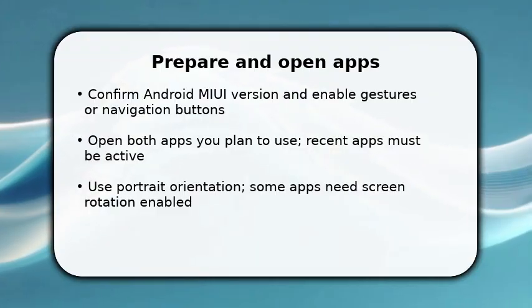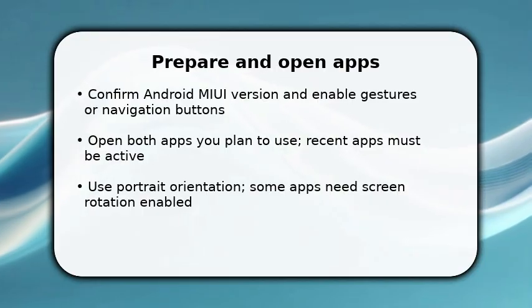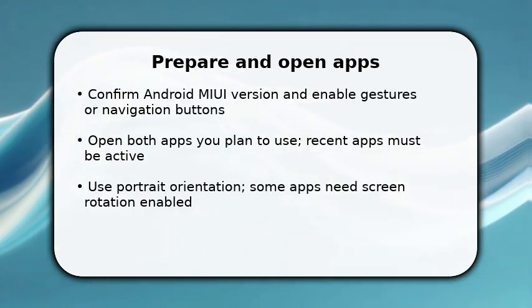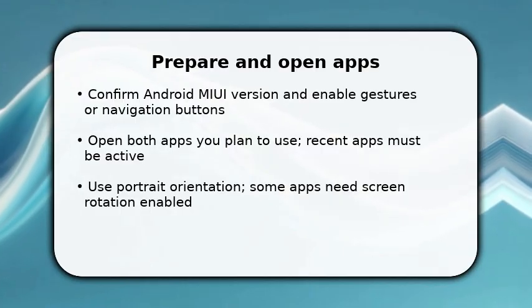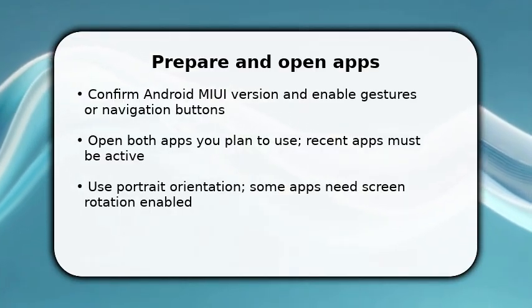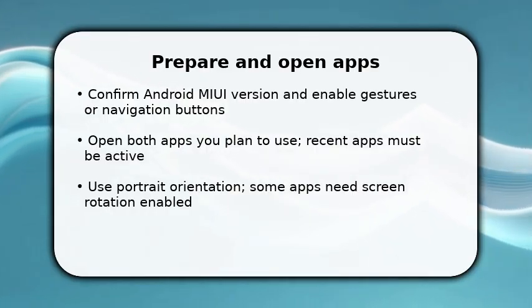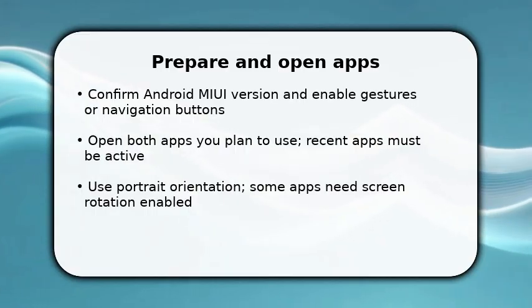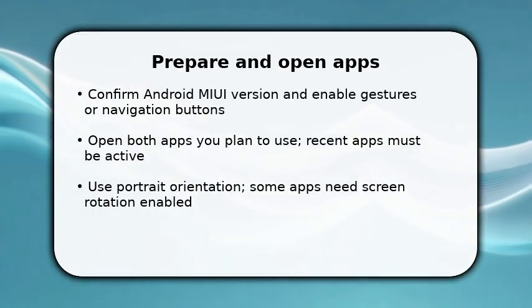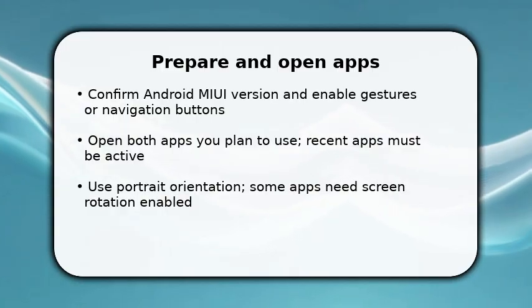You start by making sure your Redmi 13C is ready, check MIUI updates, and enable screen rotation if needed. Once done, open the two apps you want in split screen so they appear in Recent. Now, tap the Recent button or swipe up and hold depending on your navigation. You're doing this because split screen requires active app instances in memory.